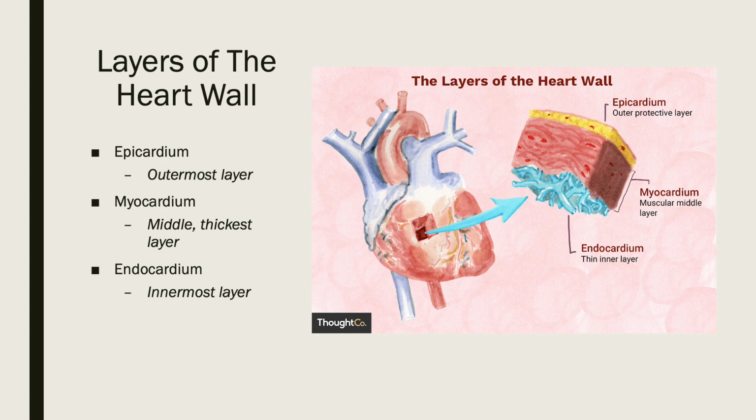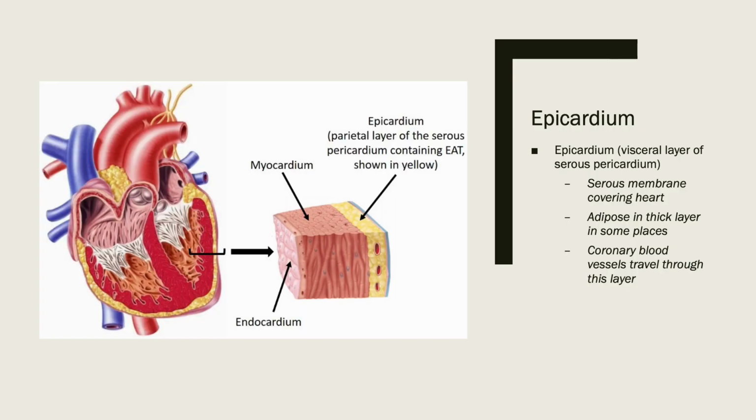And endocardium means inside of heart. So the first layer, as we're going down into the heart, is the epicardium. This is the outermost layer of the heart wall. It actually is the same thing as the visceral layer of the serous pericardium. So that layer that touches the heart is the epicardium or visceral layer of the pericardium. They're the same thing. So this covers the heart directly.